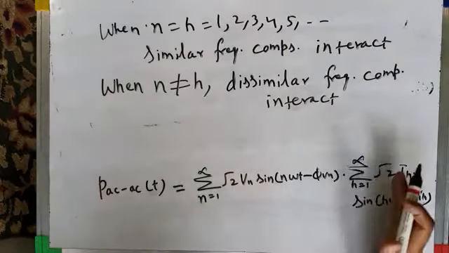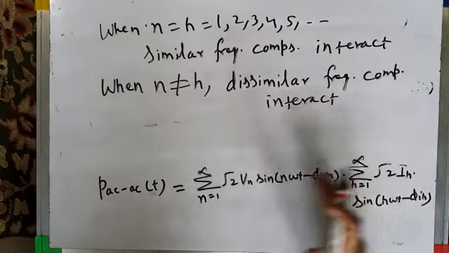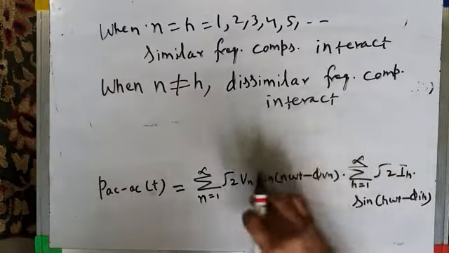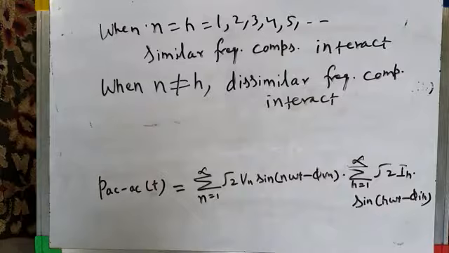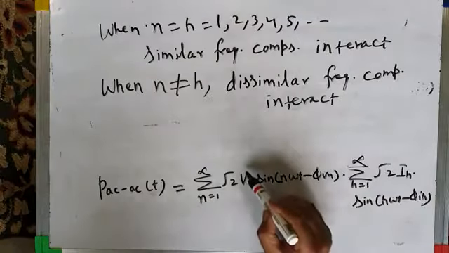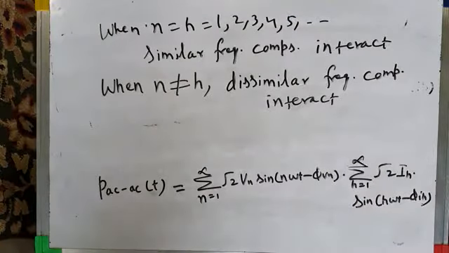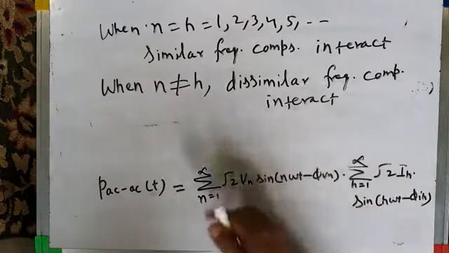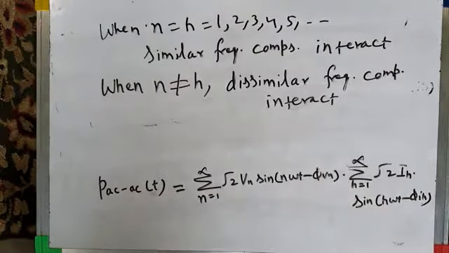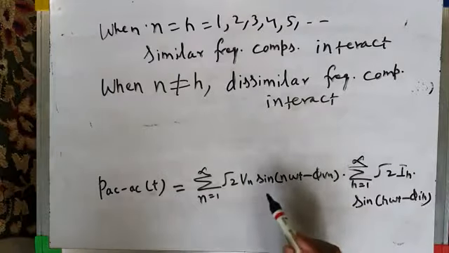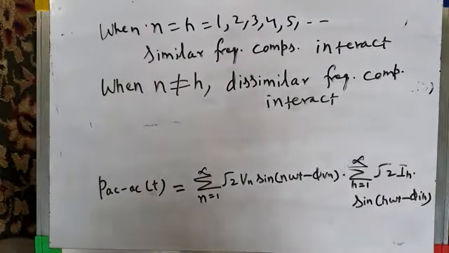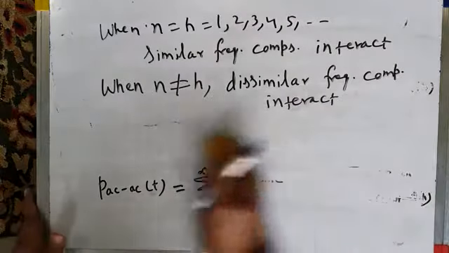When similar frequency components of voltage and current get multiplied with each other, there is an interaction of similar frequency components of current and voltage, and they result in instantaneous power. Similarly, the dissimilar components of current and voltage may interact with each other, and their product gives another component of power, which is because of the interaction of dissimilar components of voltage and current. So this is very important. So this can be represented like this.